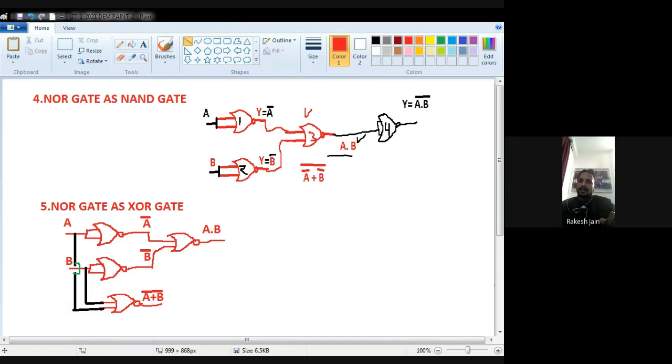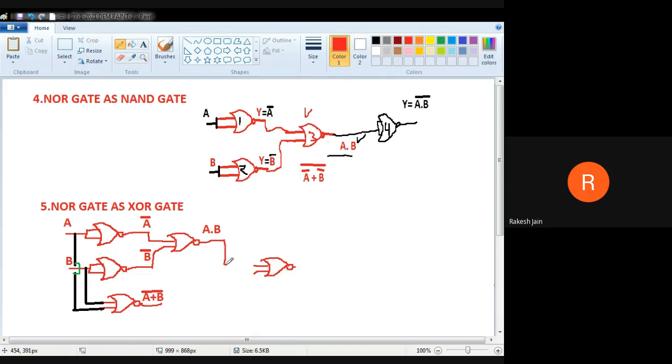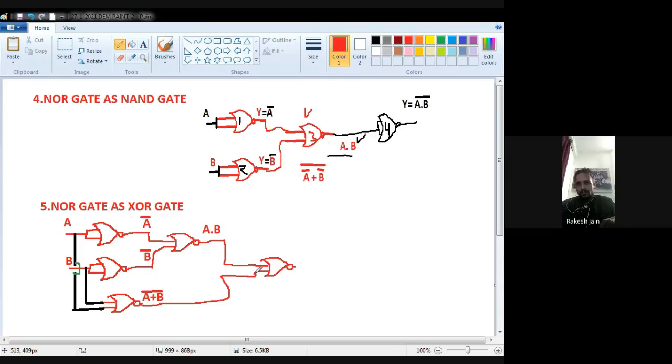Now these two outputs will be connected with the next NOR gate, a two input NOR gate. So we know that the two input NOR gate is this one. Now see very carefully, these two outputs will be connected here. Now we have to check what the output is, because we know the output of XOR gate is A B bar plus A bar B. Now we check whether this output is equal to that or not.